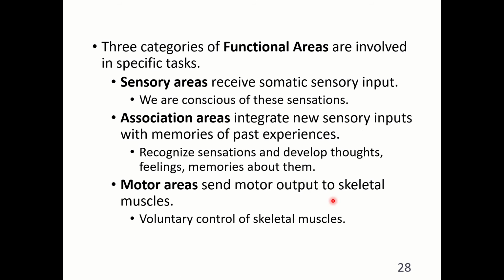Three categories of functional areas are involved in specific tasks in the cerebrum. Sensory areas receive somatic sensory input. Association areas integrate new sensory inputs with memories of past experiences. Motor areas send motor output to skeletal muscles. These are the three tenets of the functions of the nervous system: sensory input, integration, and motor output.